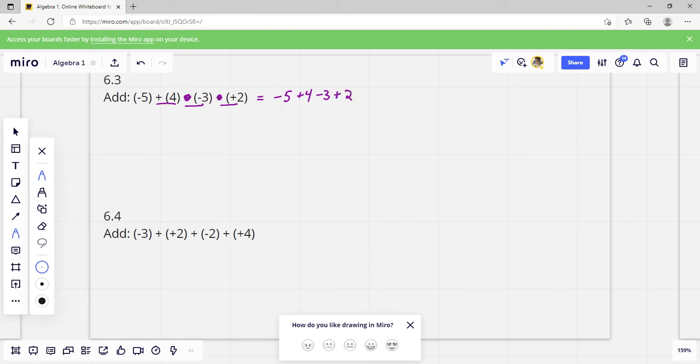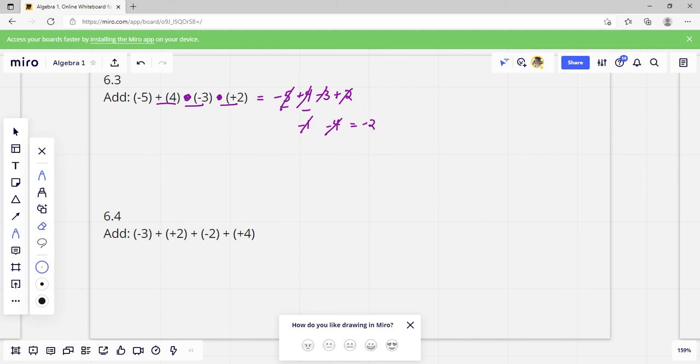So we owe $5. We pay back 4 of it. Now we would end up owing 1. So we're at, put those two together, it's negative 1. Then we borrow 3 more dollars. So now we owe 4. Then we pay back 2 of that. And we're going to still owe 2.